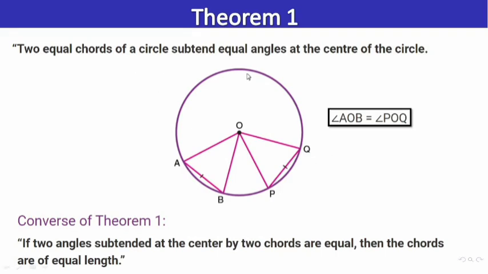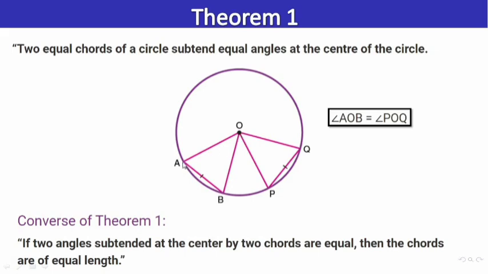We have the first theorem for you. Two equal chords of a circle subtend equal angles at the center of the circle. Understand here, there are two equal chords. Let's say the equal chords are AB and PQ. This sign means they are equal. So AB and PQ are equal chords, and O is the center.